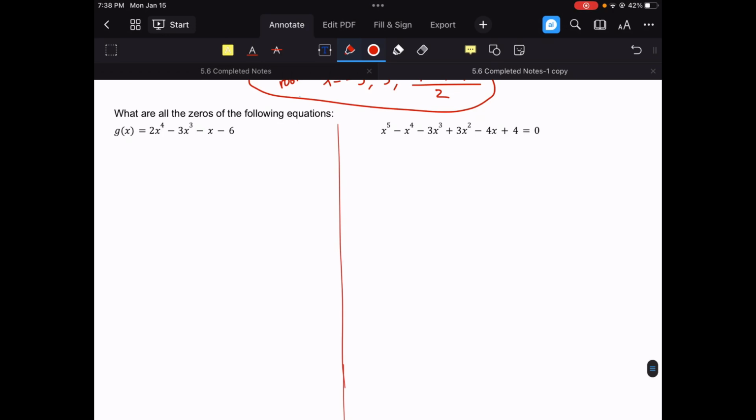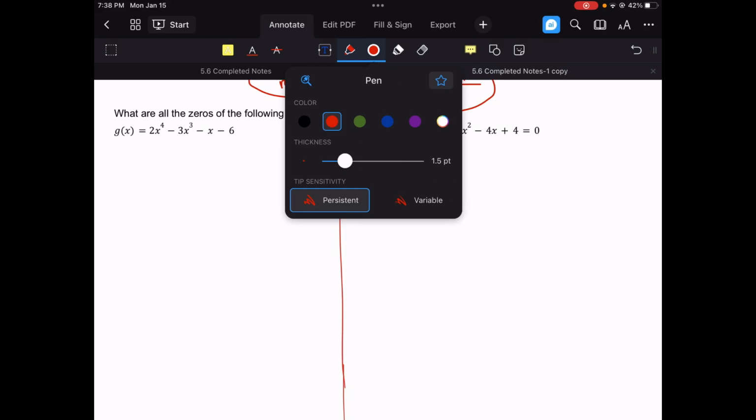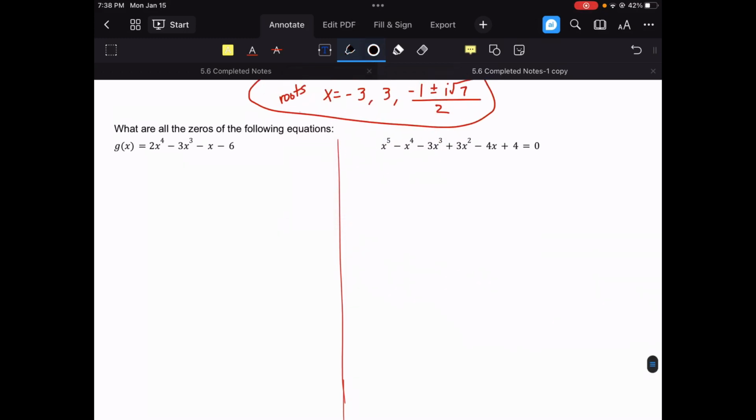All right, next one we have is g of x equals 2x to the fourth minus 3x to the third minus x minus 6. Same idea here. If we're thinking of p over q of our possible rational roots, we'll just make a quick list. So it'll be 1, 2, 3, and 6 over 1, 2.